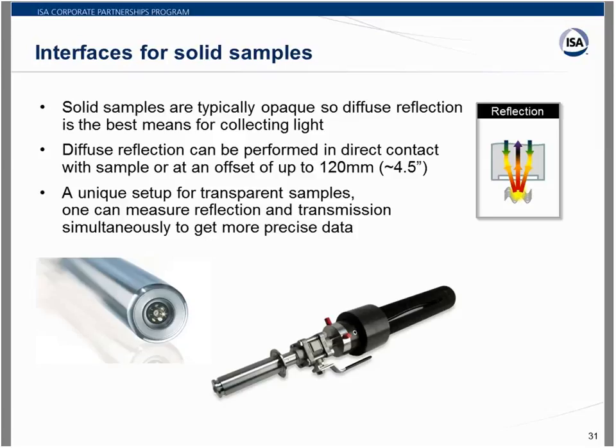you know, certain testing. And one unique setup that I've seen in the past is that for transparent samples such as glass, you can actually measure both the reflection and the transmission simultaneously. So you would have a reflection probe and something else collecting the light on the other side. You can do that simultaneously, and it actually gives you much more precise data if you have these transparent samples.